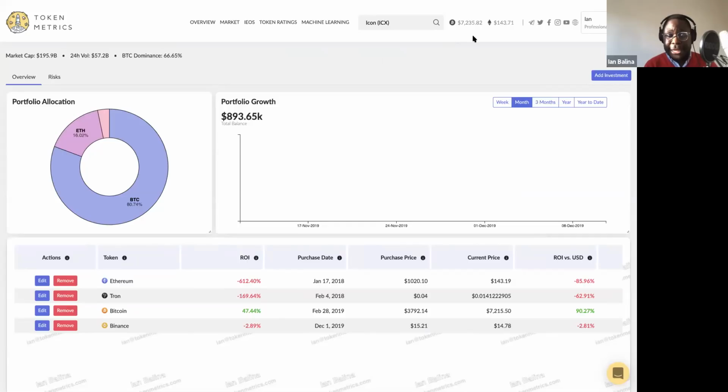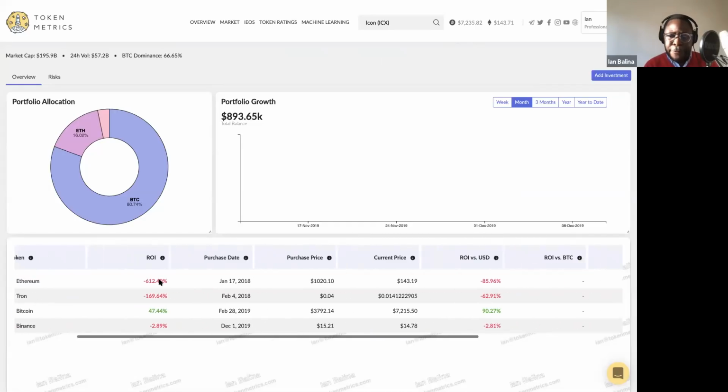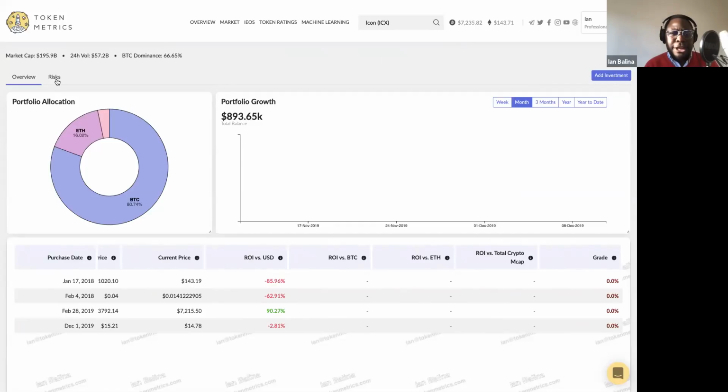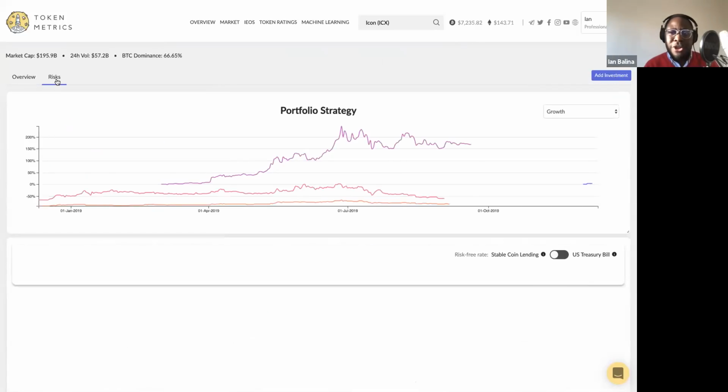So the idea with this page is giving you a better understanding of your portfolio, your investments, whether it's a cryptocurrency or even IEO. And then also helping you understand the risks involved in your portfolio. So for example, the main thing when it comes to investing is not just making money, but also saving money. So we'll be putting out a new version that helps you understand the risks involved in all the different assets in your cryptocurrency portfolio and helping you manage them.